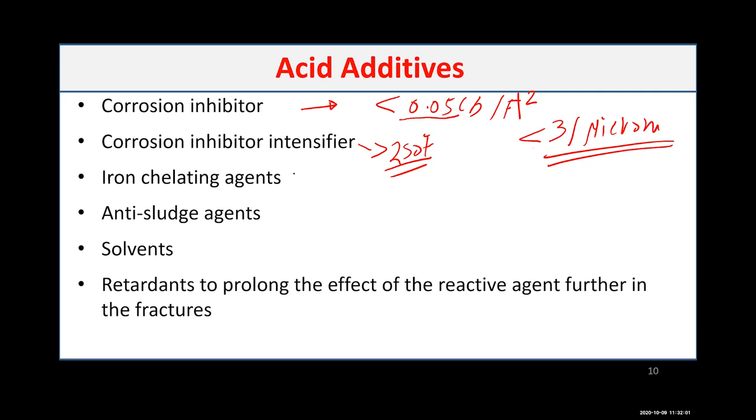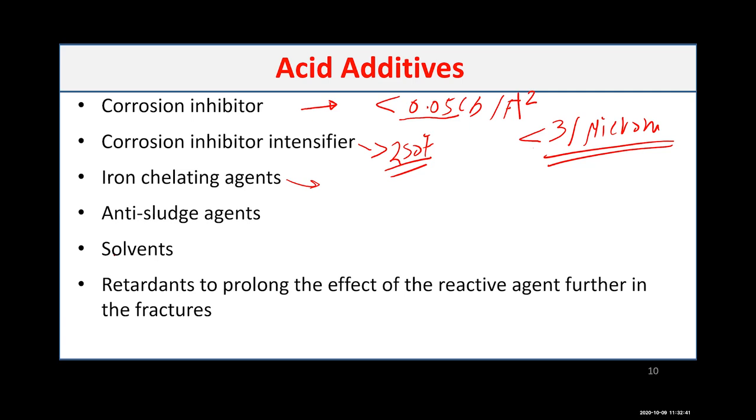Iron chelating agent. Iron is one of the things that can actually cause a lot of damage inside the formation. So we'd like to be sure this iron will not precipitate and stays in solution. So we use an additive called iron control agent to keep the iron in solution. Other additives: anti-sludge agent, which is used when you have an oil well, and the oil has a lot of asphaltene. To be sure this asphaltene will not precipitate or cause any damage, we typically use an anti-sludge agent.